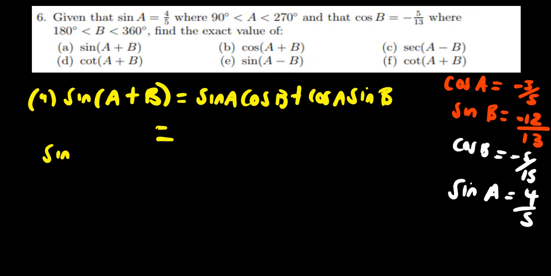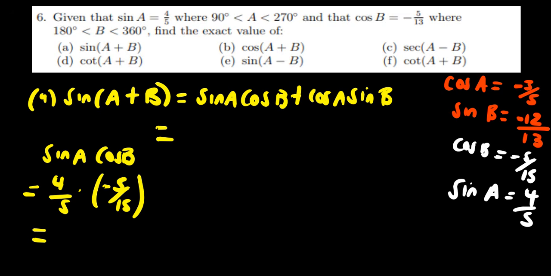So if we've got sine a, which is multiplying by cos b, so what are we going to have? Our sine a, it is 4 over 5. This is multiplying by cos b. Cos b, it's negative 5 over 15. Okay, so when we solve that, 4 multiplied by negative 5, that is a negative 20 over 5 multiplied by 15. 5 multiplied by 5, that is like 25. Okay, 75. So we have a 75.